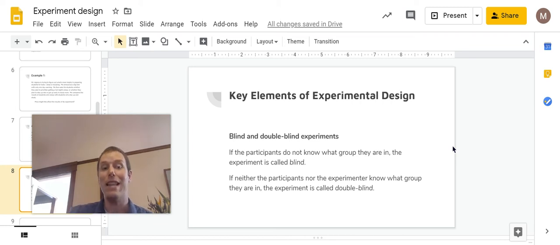So ideally, the experimenter doesn't know either. They just say, you're in group A. I don't know if that's the treatment or control group. Here, group A is supposed to do this. Go do this. That's all I know. That's a double-blind experiment. That's ideal. Not always possible, but ideal when we can do it.